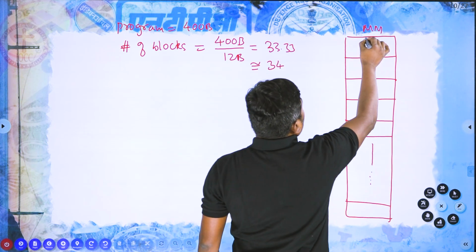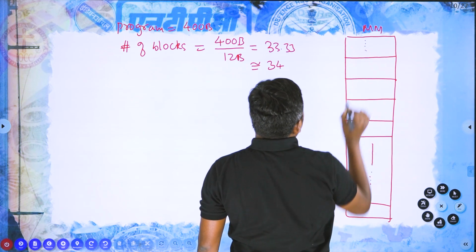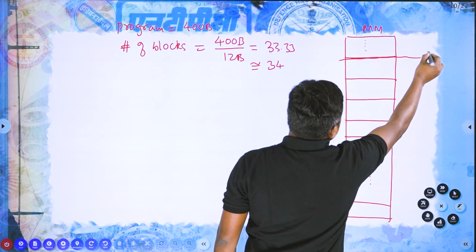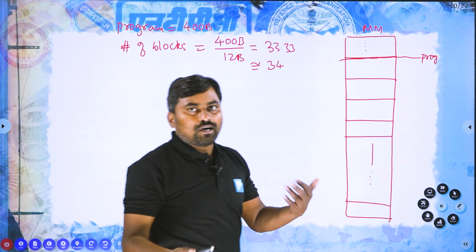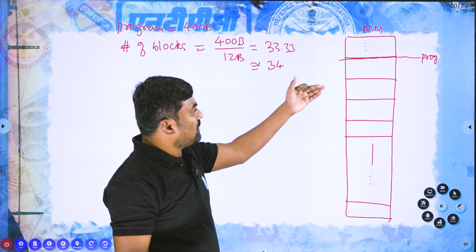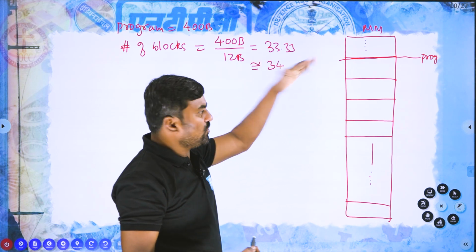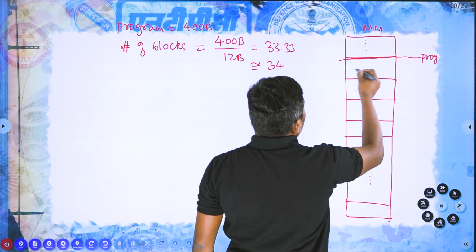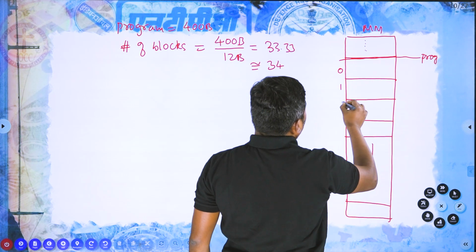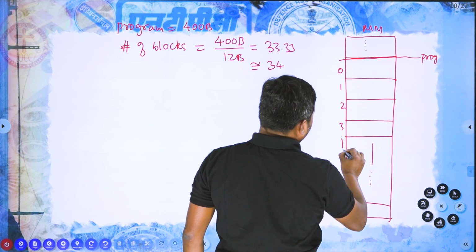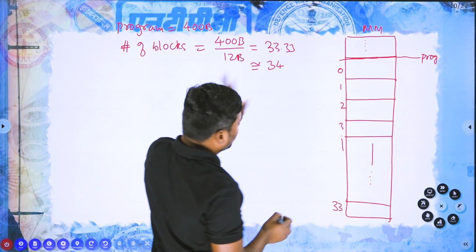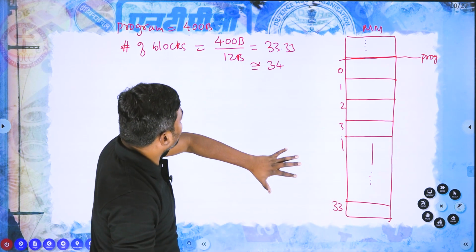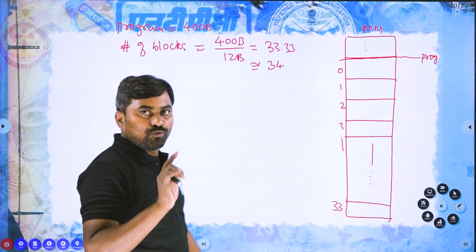Suppose if I start storing the program segment in main memory, it is not required to start from 0 onwards. It can start from any address, maybe 0 or anything. If I start with block 0, block 1, 2, 3, like this, we need 0 to 33, total 34 blocks required to store your program. I hope you're getting my point, all of you.